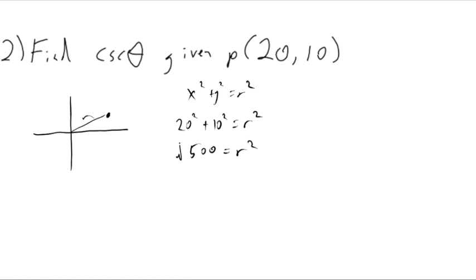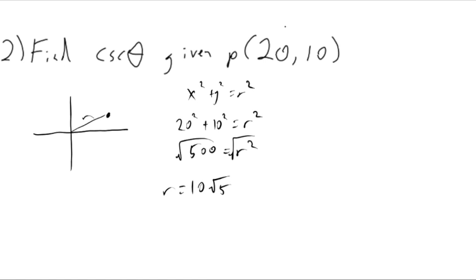Taking the square root of both sides is going to give us, after simplifying it, 10 root 5, because that is 100 times 5. So the square root of 100 is 10. Square root of 5 is still the square root of 5. So now I know that my r value equals 10 root 5.